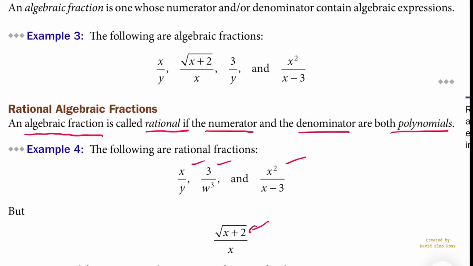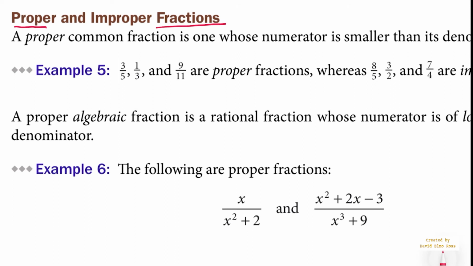However, this is not a polynomial because it has a square root. And since there's no perfect square root for the numerator, this is not a rational algebraic fraction. A proper fraction is one whose numerator is smaller than the denominator. So 3/5, 1/3, 9/11 are all proper fractions. However, 8/5, 3/2, and 7/4 are improper fractions because the numerator is not smaller than the denominator.